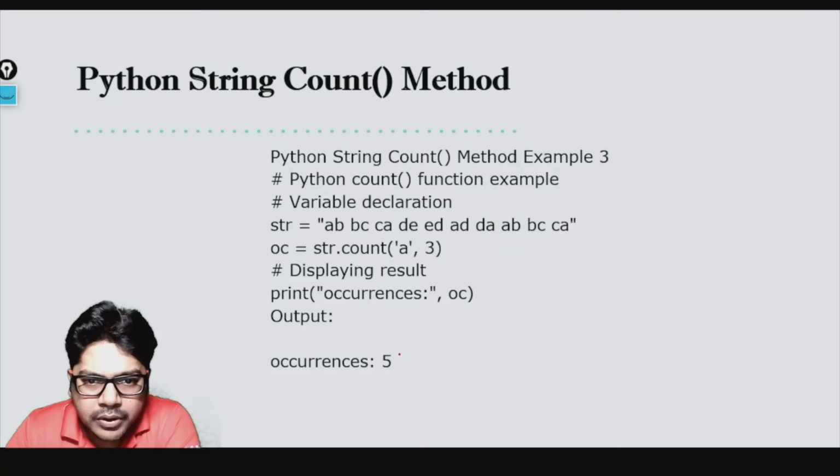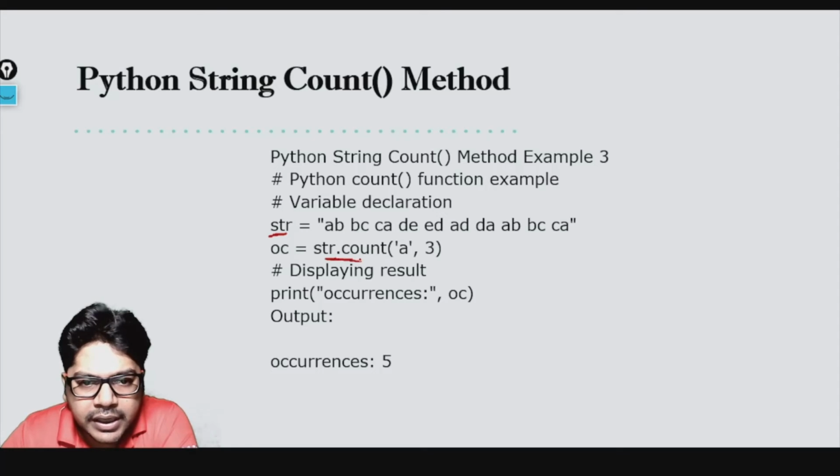Now let us talk about the other parameter, the start index. Here we have the same string, but this time when I am calling the count method, I am giving a comma 3. So basically I am saying you start from the third. So 0, 1, 2, 3. It is going to start from here, so this a will not be counted. So 1, 2, 3, 4, and 5. So it is giving you 5.